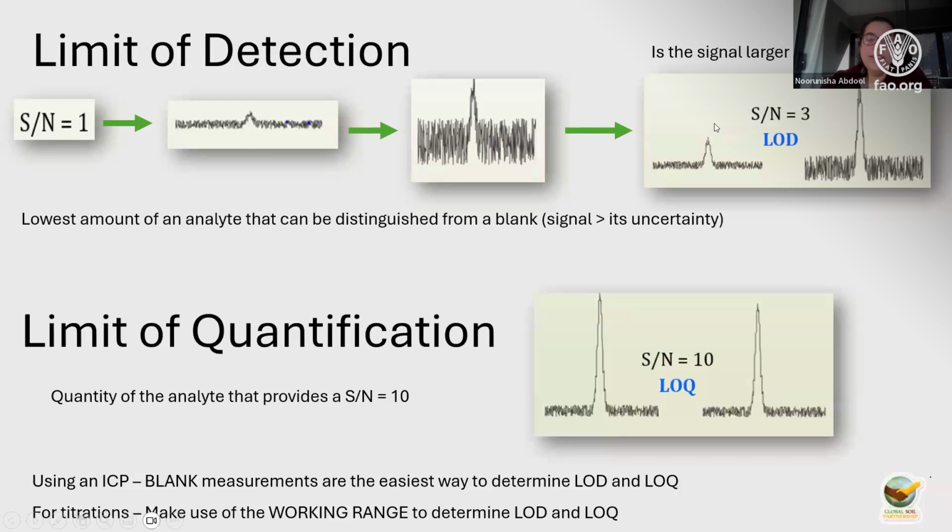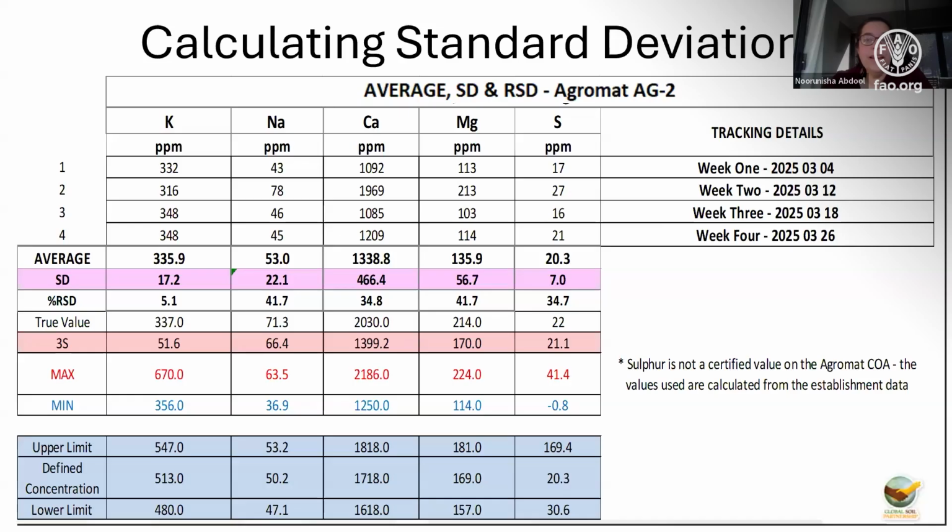Okay, limit of quantification: we basically take that signal to noise ratio and we multiply it by 10 to give us our LOQ. The easiest way to determine this is usually your blank samples. And if you are not working on an ICP and, let's say, you're doing titrations, for instance, you can do your LOD and your LOQ with your working range.